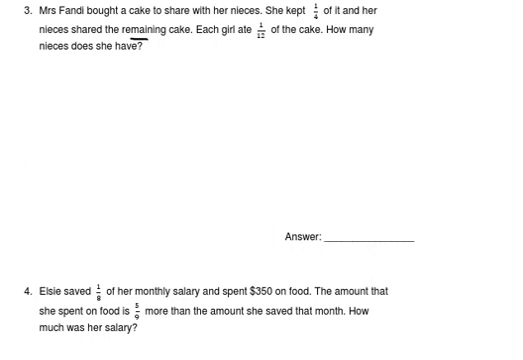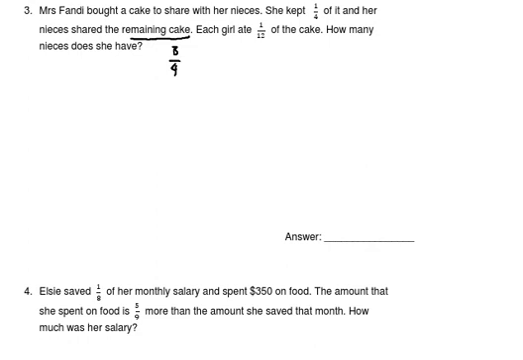So this part, remaining cake must be 3/4. Okay, so out of this 3/4, each girl ate 1/12 of the cake. So how many nieces does she have? Yun Chong, tell me the working. Tell me 1/4. 1 minus 1/4. 3/4.